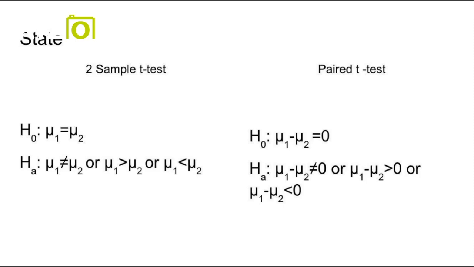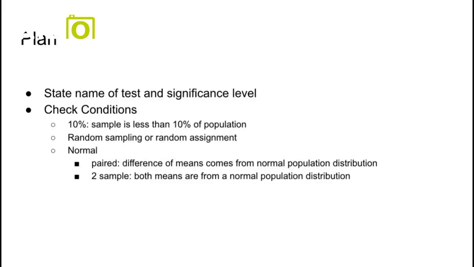For the paired t-test, the null hypothesis is that the difference in the two means is equal to 0, whereas the alternative hypothesis is that the difference in two means is not equal to 0, is greater than 0, or is less than 0. In the plan portion, state the name of the test and the significance level being used.